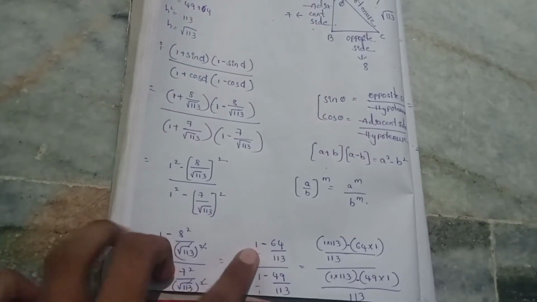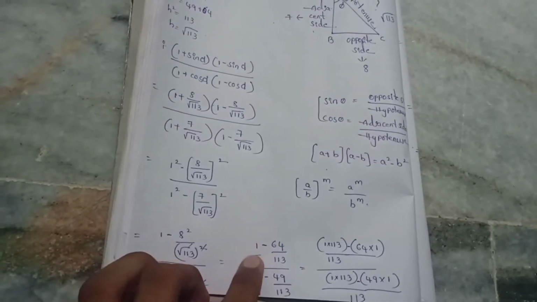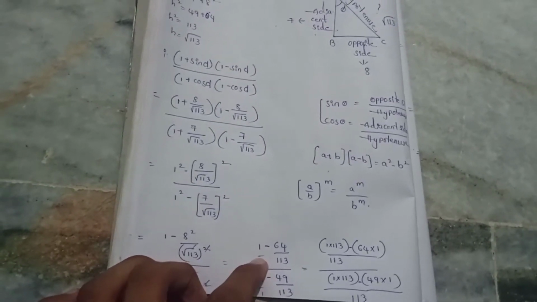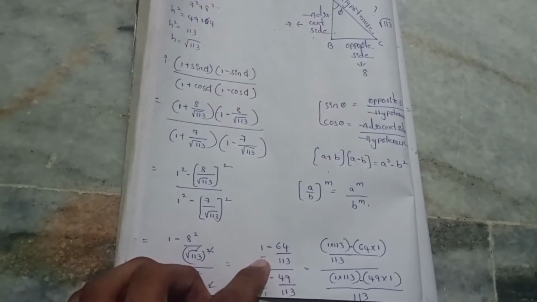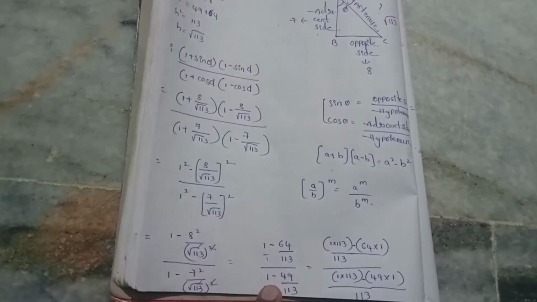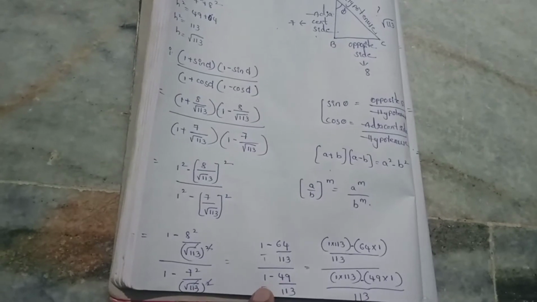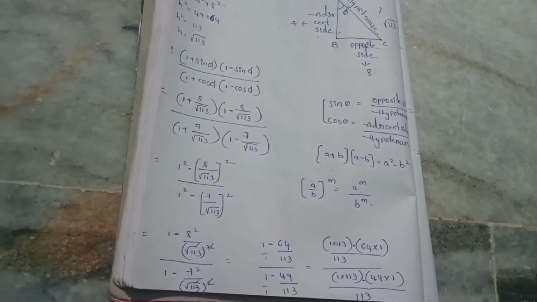In this term, 1 is only present. So we have to write this in the form p by q, 1 by 1. 1 by 1 is nothing but 1 only. So we have to write it in the p by q form. By 1 only we present here. 7 square means 49 by 113. 1 by 1 minus 49 by 113.